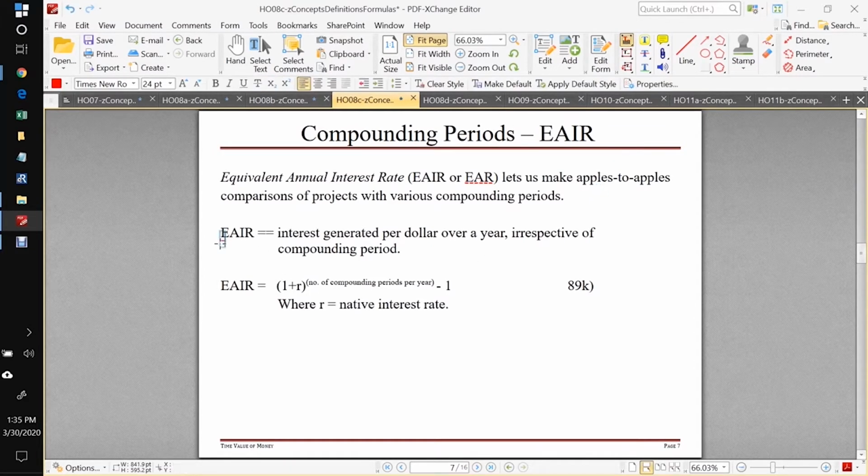So let's look at its formal definition. So the EAIR is going to be the interest generated per dollar we have in a project, irrespective of compounding period. So that's an awesome thing, because now we can compare projects with r compounded monthly, projects with r compounded semi-annually. We'll just get the EAIR for all of them, and then we've got them in this apples to apples annualized basis. So what's our formula for EAIR? You need to know this. Start with your native r. Okay, and then you just say the EAIR is 1 plus our native r raised to the number of compounding periods per year, minus 1.